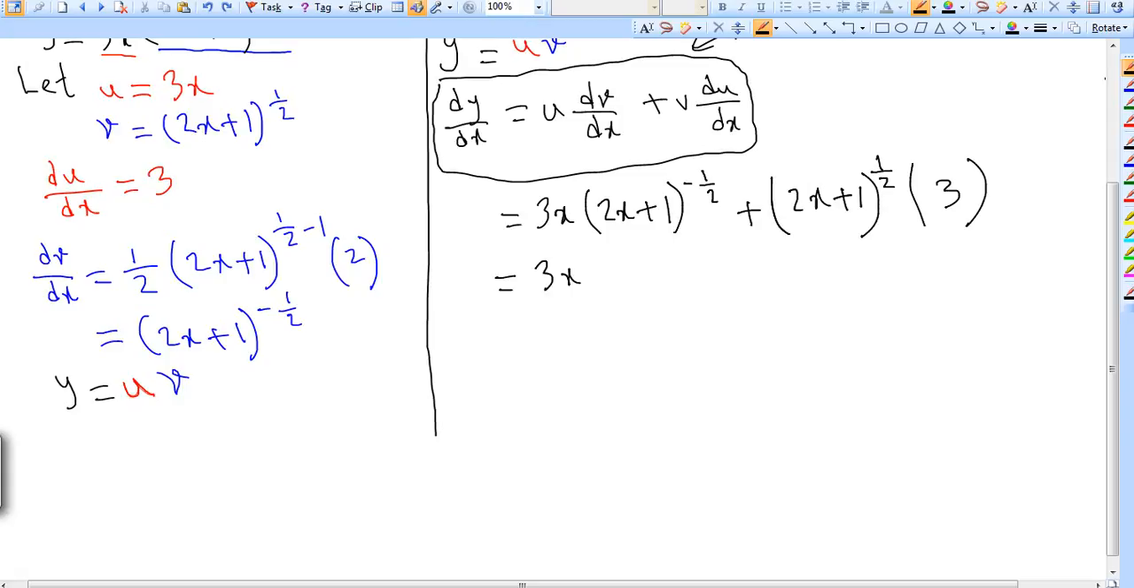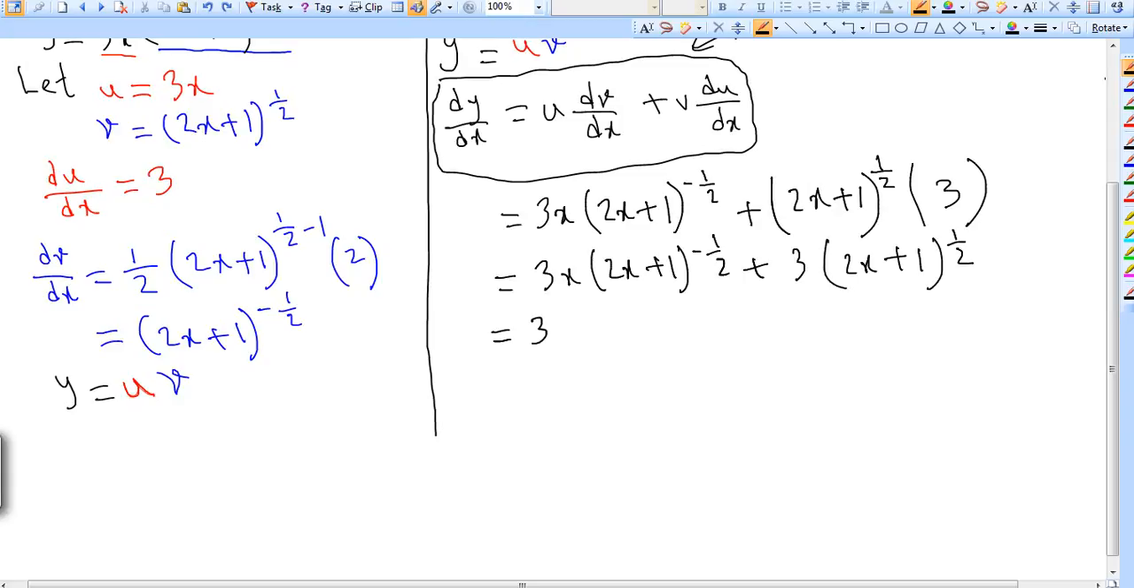So let us rearrange this equation: 3x (2x plus 1) to the power minus half plus 3 (2x plus 1) to the power half. Now we're going to factorize these terms. Here 3 is common, so we take 3 common, and there are two other terms, (2x plus 1) to the power minus half and (2x plus 1) to the power half.